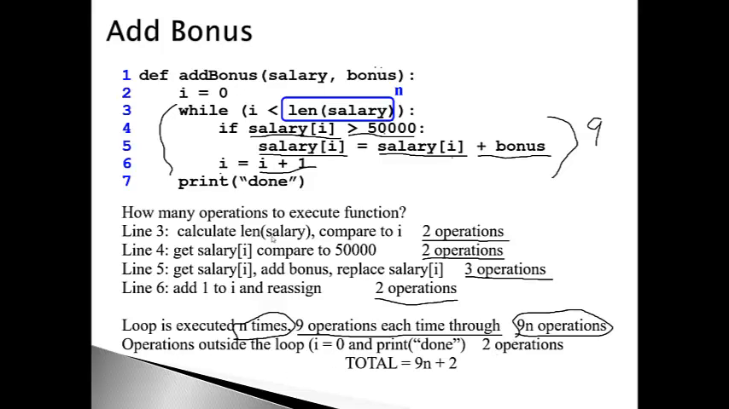The operations outside the loop are these. So i is equal to 0. That's one operation. This is one operation here. We're printing done, so that's 2 operations. So our total running time for this algorithm in terms of operations is 9n plus 2.